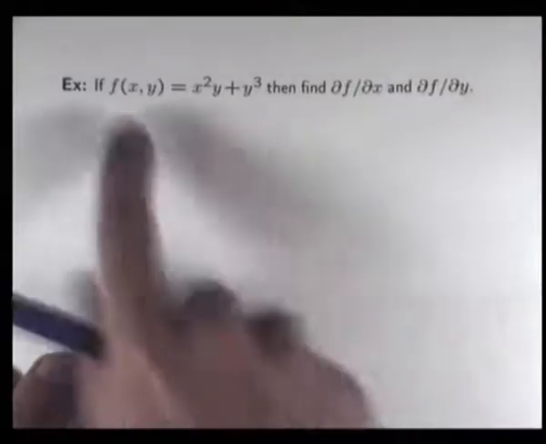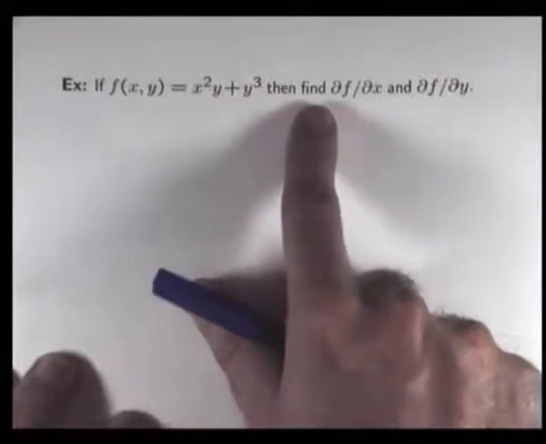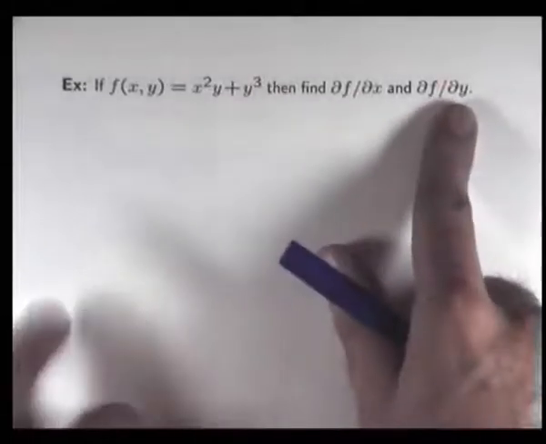All right, so I guess the basic important idea here is to learn how to compute these partial derivatives. So let's see how we actually compute them. We have an idea of what they are, but let's compute them. So here's an example. If this is our function of two variables, then find these two partial derivatives.